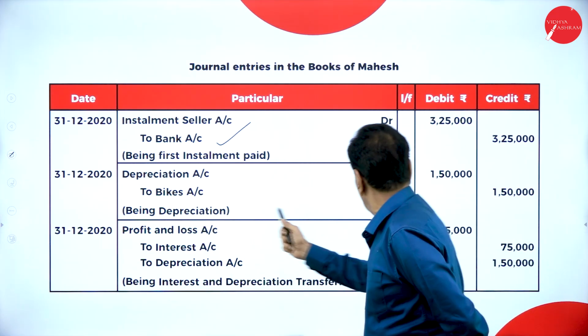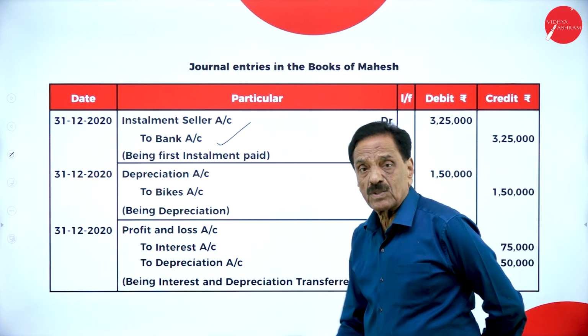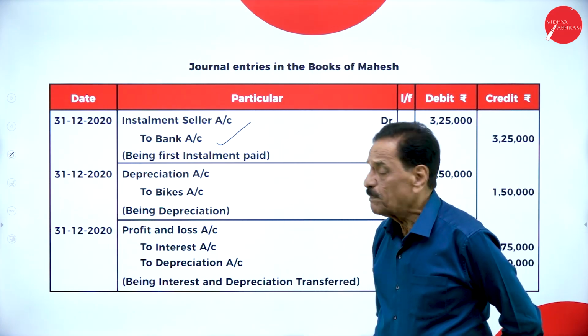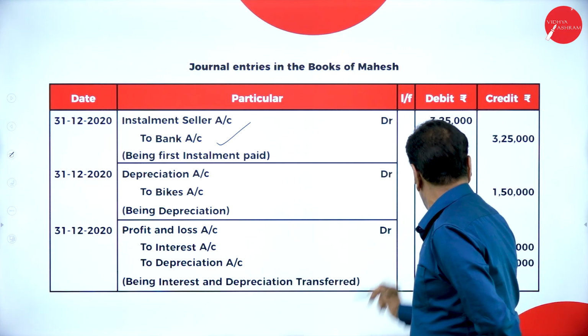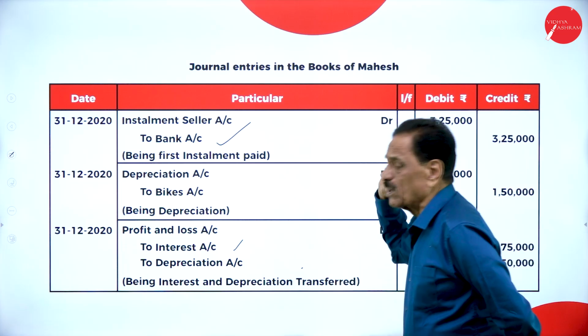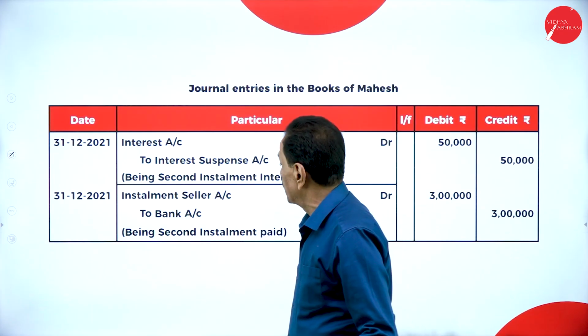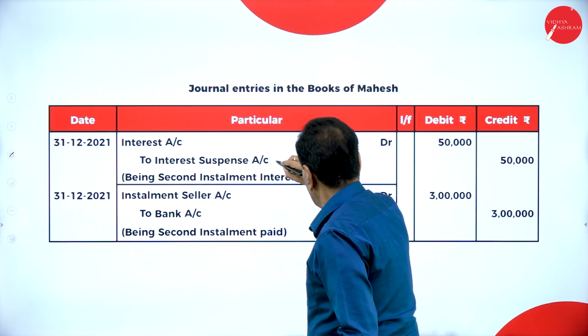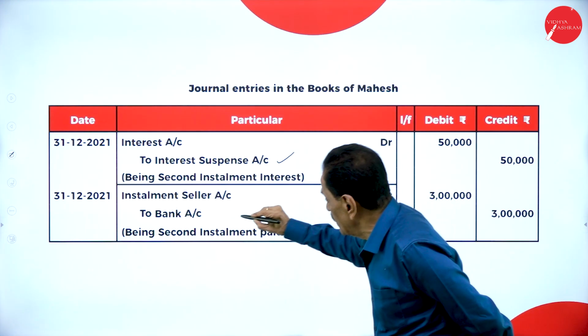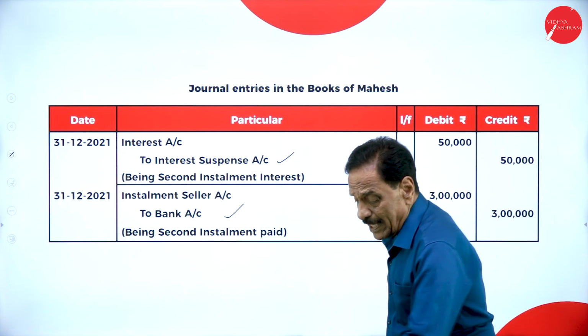Depreciation account debit to bikes account 1 lakh 50,000 of that year. Transfer entry. Profit and loss account debit to interest account to depreciation account. This goes in favor of first year. Second year. Interest account debit to interest expense account. Installment seller account debit to bank account.